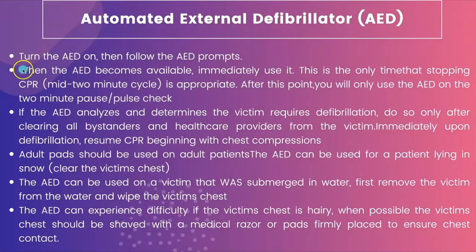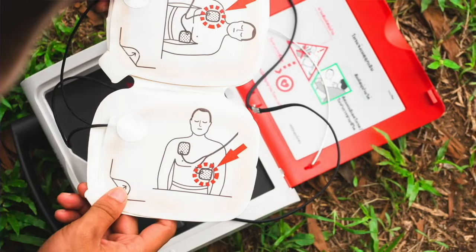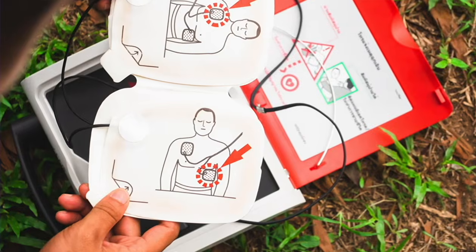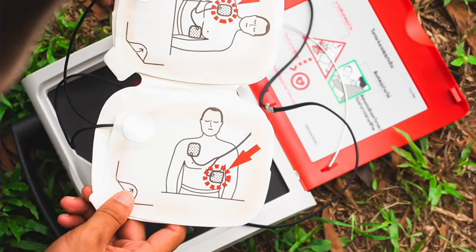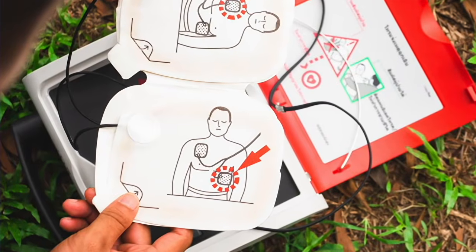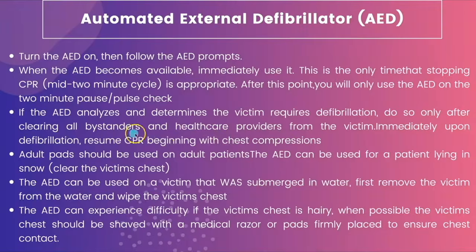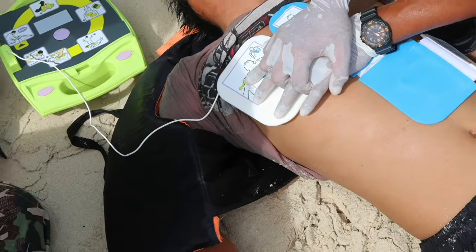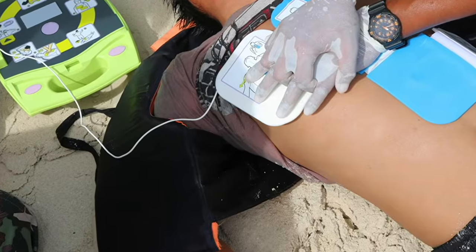With the AED, you turn the AED on, you follow the AED prompts. When the AED becomes available, you immediately want to use it. And this is the only time that stopping CPR is appropriate. After this point, you will only use the AED on the 2-minute pause pulse check. If the AED analyzes and determines the victim requires defibrillation, do so only after clearing all bystanders and healthcare providers from the victim. Immediately upon defibrillation, resume CPR beginning with chest compressions.